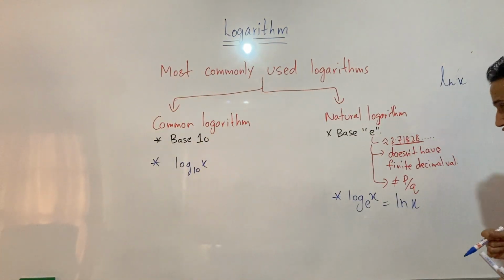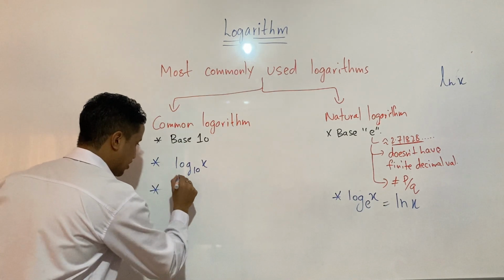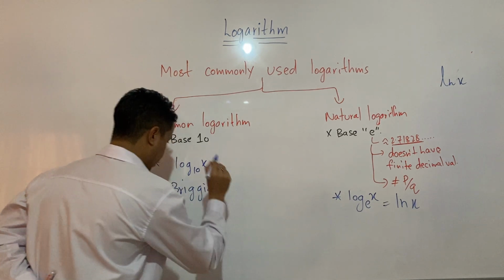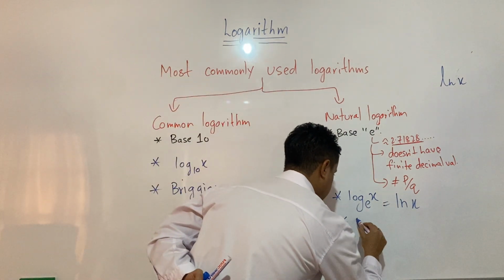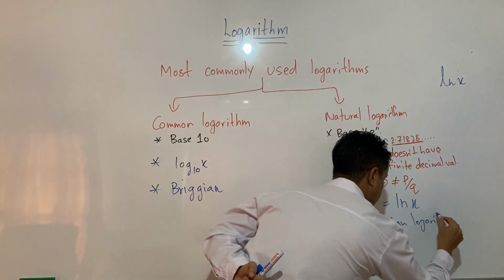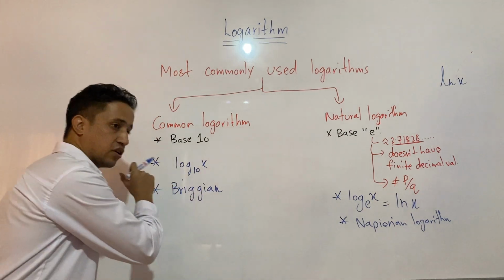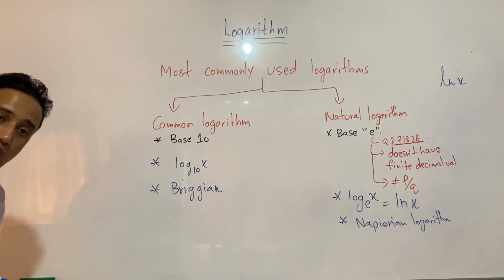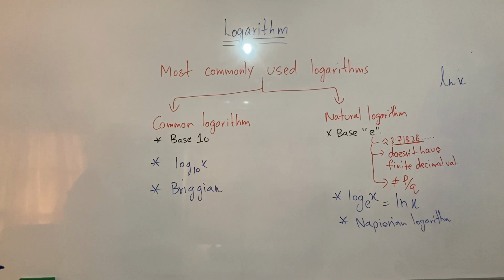A few more things about the common logarithm: it is also known as the Briggsian logarithm, and the natural logarithm is also known as the Napierian logarithm. They are just named after the mathematicians who contributed a lot to these specific types of logarithm. I hope it made sense to you.